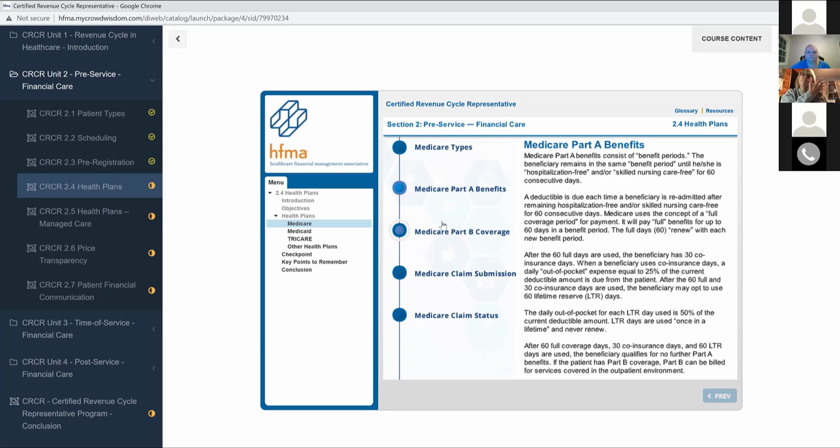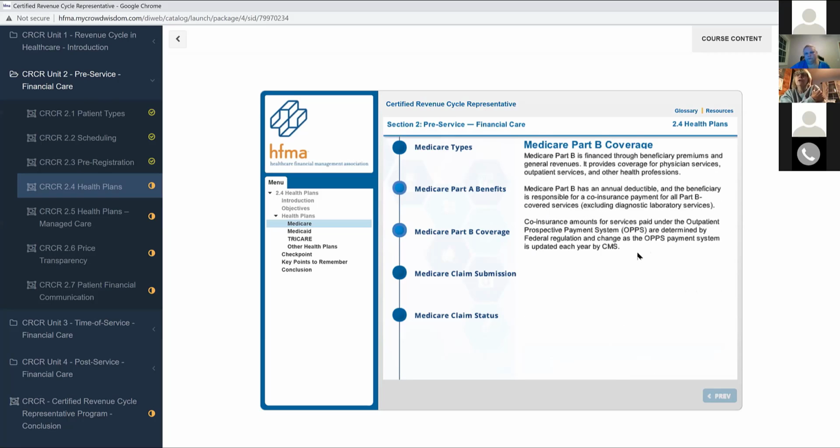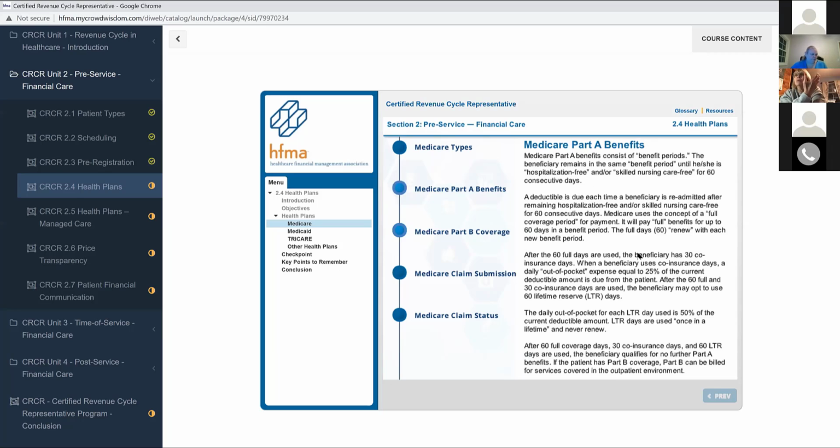I mean, the real spirit of the CRCR is to have our revenue cycle people educated so that if patients or their families are asking questions like, my mother's been here 60 days, they're handing me this notice, I don't know what it means, that kind of thing. Most of the time it's handled by case management, but the more knowledge you have, the more helpful you can be to your department and your patients.